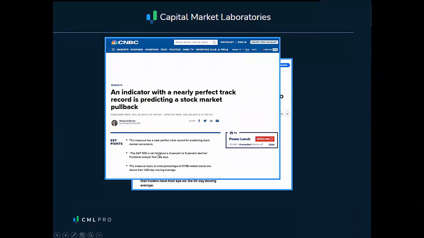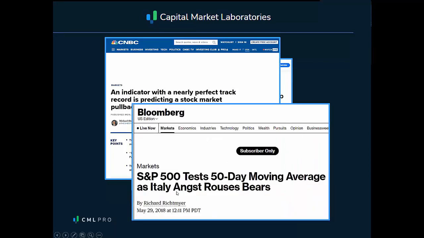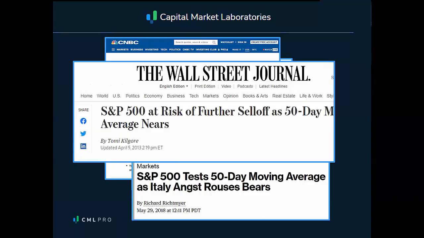The S&P 500 is set for about a 4%, 5% decline. The measure looks at what percentage of NYC stocks are trading above the 200-day moving average. A nearly perfect track record. This is mainstream media talking about moving averages, 50-day, 200-day. Bloomberg: the S&P 500 is testing its 50-day moving average. The media is telling us that it matters. It is creating a psychology around the fact that it matters, and therefore it does.